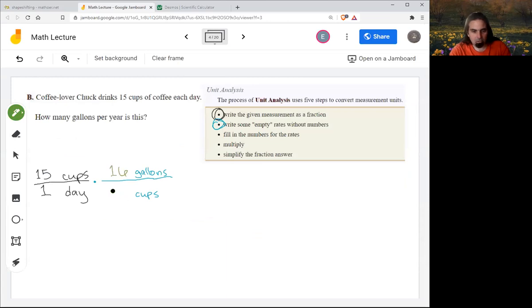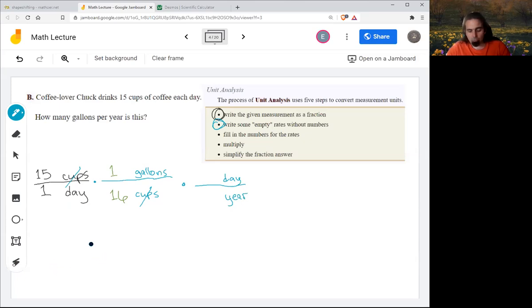Okay. So, whoops, wrong way. 1 gallon, 16 cups. Oh, okay. So I have gotten rid of cups. Right now I have gallons per day, but that's not what I want. So I'll keep going. What words should I write in my next fraction? Day on the bottom, year on the bottom. So day and year, and I heard year on the bottom.